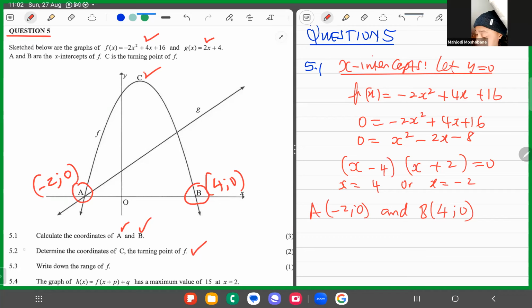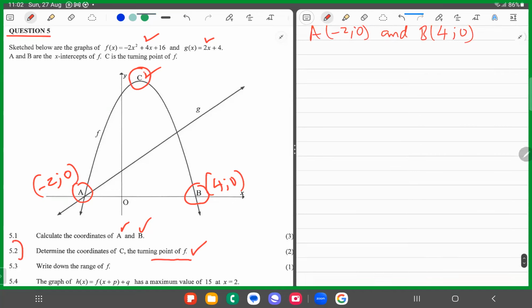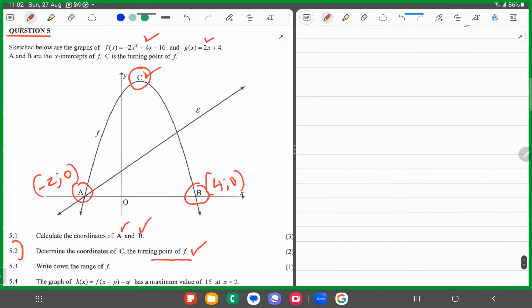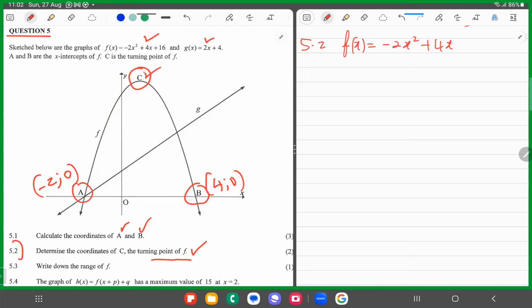Next question, we need to determine the coordinates of C, the turning point of f. Right, here is C, the turning point. How do you find the coordinates of the turning point? So we have that at this point, we have our f of x, which is minus 2x squared plus 4x plus 16.